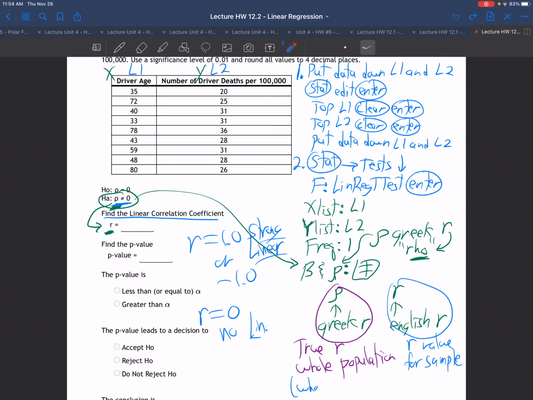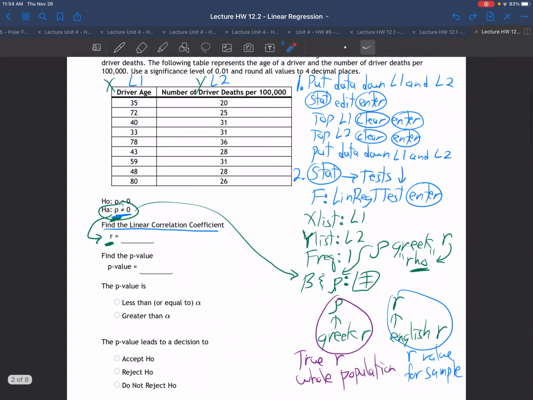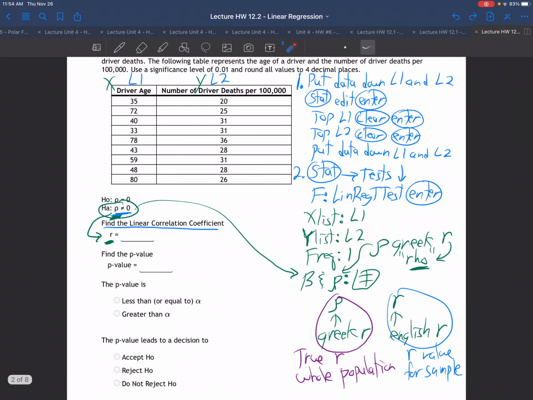Okay, let me get rid of some of this stuff, and let's go on with the problem. So how do we actually go about testing that? What we're going to do is fill in the information I gave you right here. L1 is the x values. L2 is the y values. Frequency is 1. This is not equals because that's what we're testing. If the true value for the whole world, that's the Greek R, that's rho, even though it looks like a P, is it really 0?